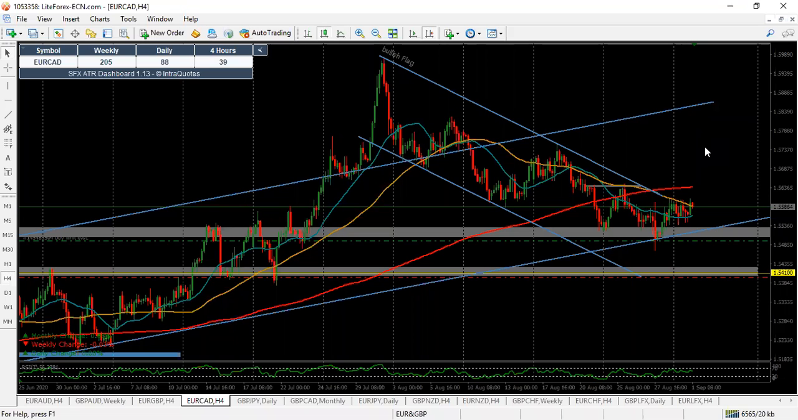Today we are going to be looking at some market setups and what we have to discuss concerning the market on the very first day of September 2020.